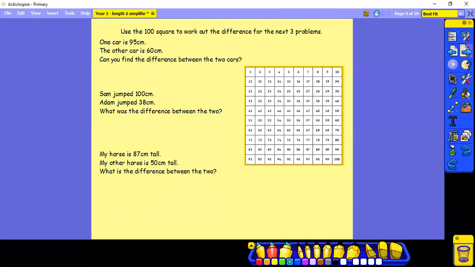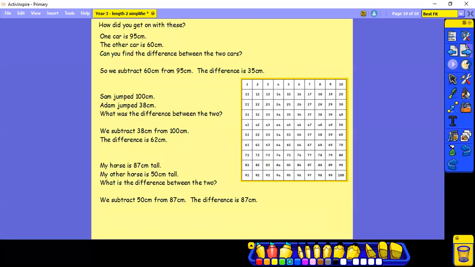Can you use the 100 square to work out the difference for the next 3 problems? Have a read of the problems and pause whilst you have a go. So how did you get on? Let's have a look. One car is 95 centimetres and the other car is 60 centimetres. Can you find the difference between the two? So we subtract 60 from 95.